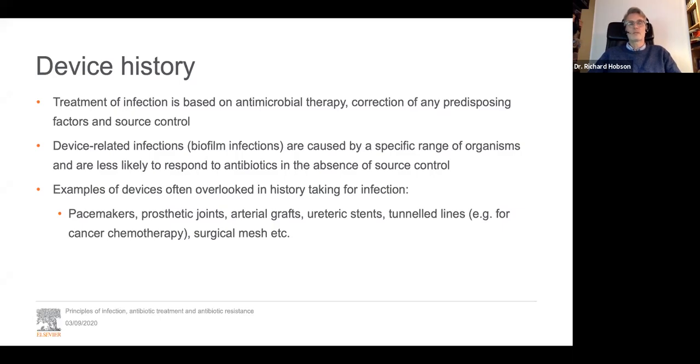Prosthetic joints, again, if they've been there many years, they're often overlooked. Arterial grafts, they also last a long time and can be forgotten about. Ureteric stents, tunneled lines. It's even tunneled lines for patients who have recently had cancer chemotherapy. They can be overlooked if the person taking the history doesn't appreciate the potential importance of them. So it's just really an important point, taking a device history.